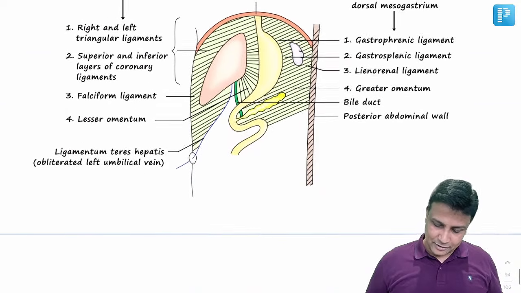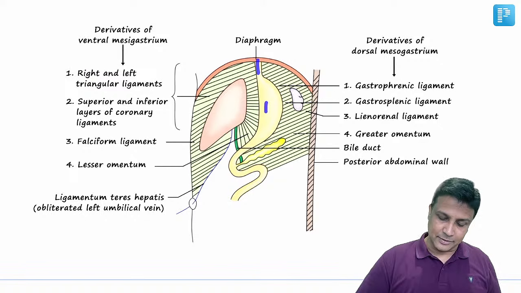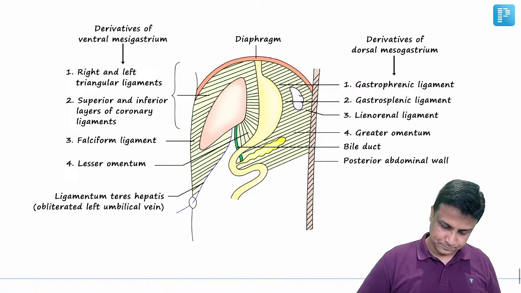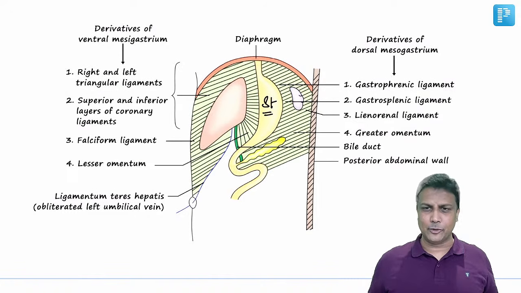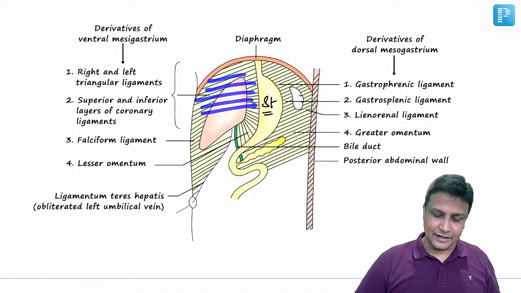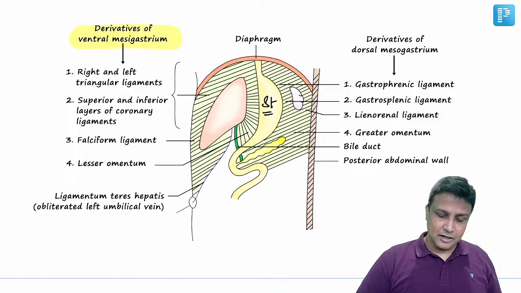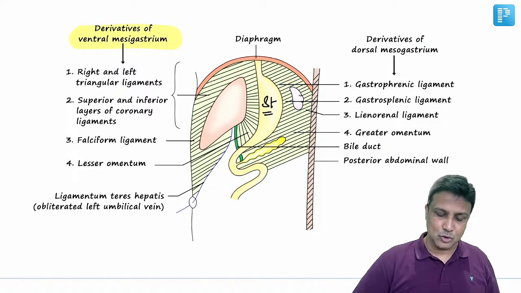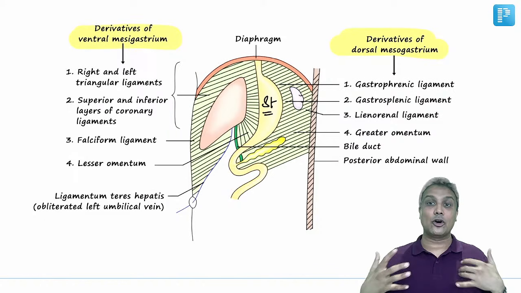Now please look at this diagram. In this diagram you can see the esophagus, the stomach, and the duodenum. This is your foregut. Right in front of it there is a double layer of peritoneum; this entire double layer is the ventral mesogastrium. Then there is a double layer of peritoneum behind, which is referred to as the dorsal mesogastrium. First remember that there is a ventral mesogastrium and then a dorsal mesogastrium.